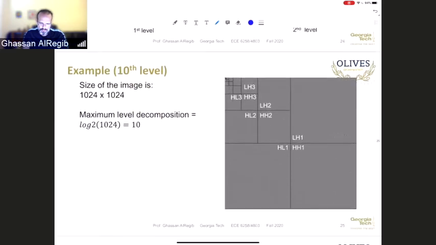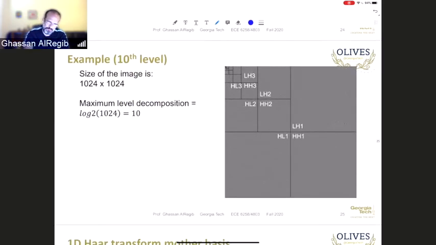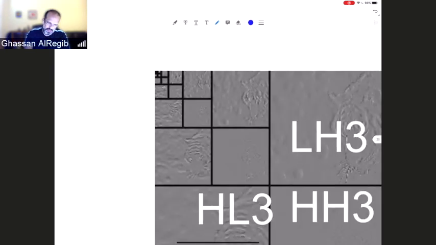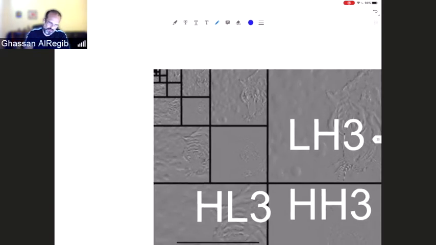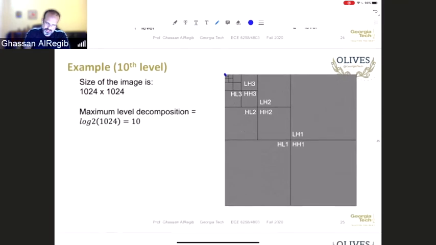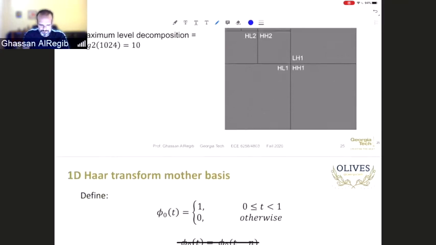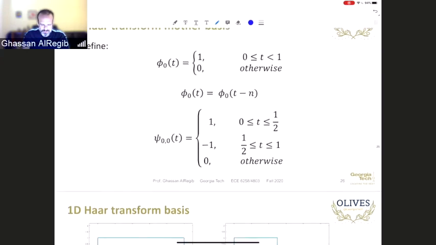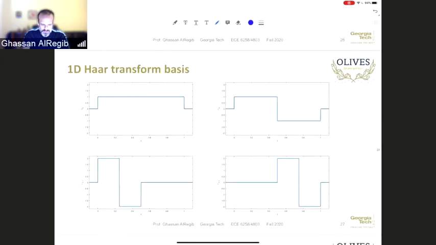So if we keep doing that 10 times, because we have 1024 by 1024, it's really difficult to show all the levels, but here is basically 4, 5, 6, 7, 8, 9, and 10 is somewhere there. But you can see that's basically the Haar for this. So the Haar, the best way is to look at it in the 1D case.